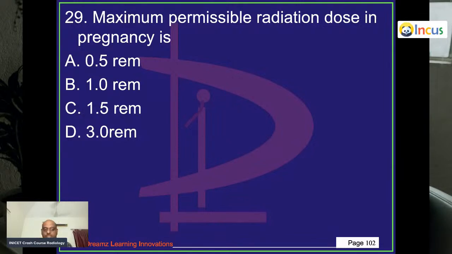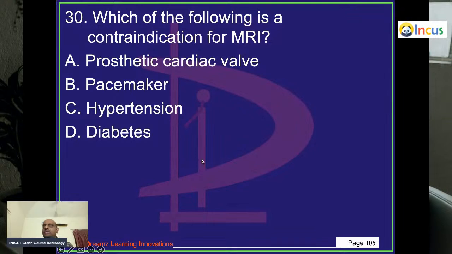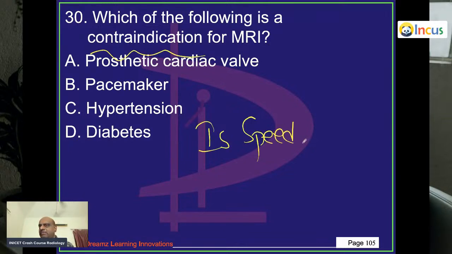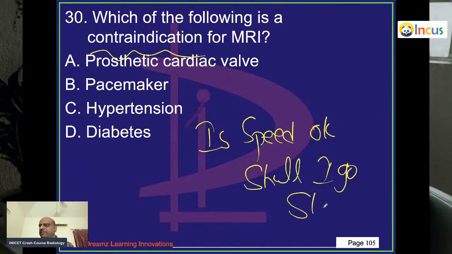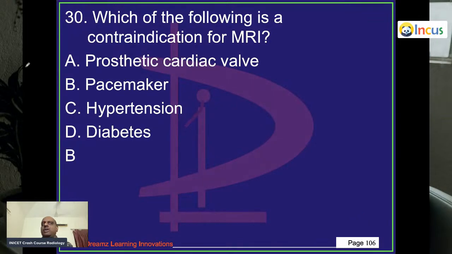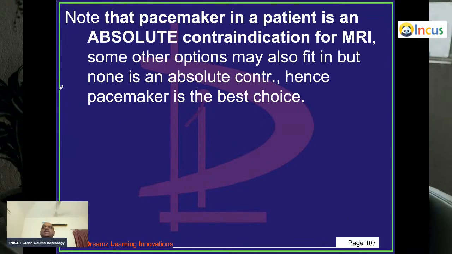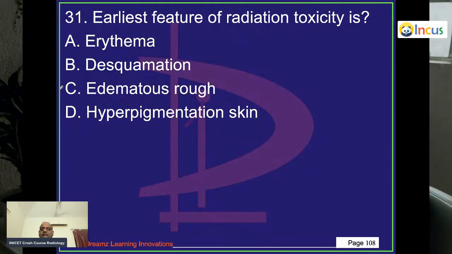No problem. So doctor, maximum permissible radiation dosage is 0.5 rem, which is a contraindication for MRI. Also, please give a feedback. Is the speed okay? Or shall I go slow? In the chat window, is speed okay? Let me know. So, which is a contraindication for MRI? Always a pacemaker is a contraindication. It's an absolute contraindication for MRI.